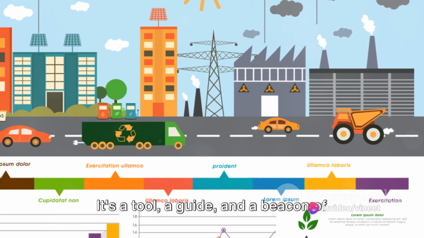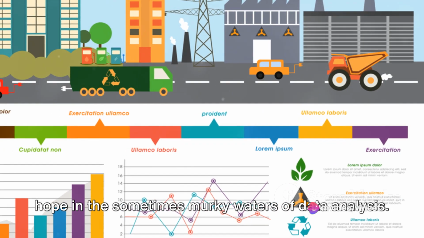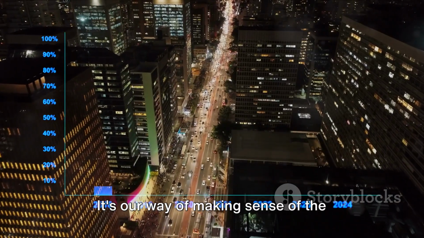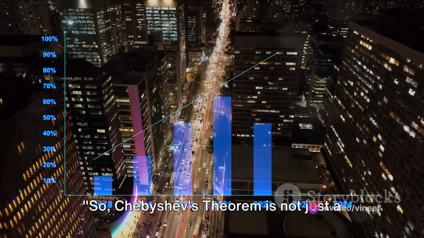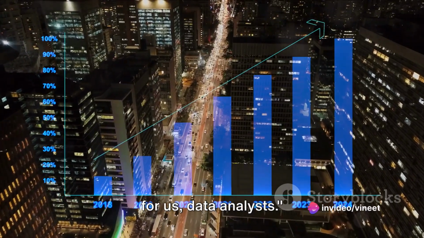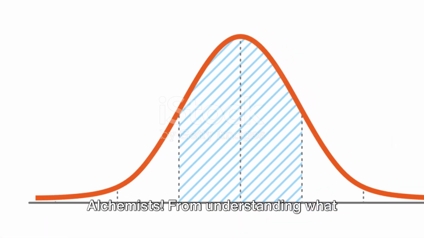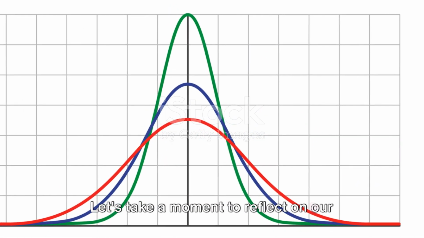In short, Chebyshev's theorem is more than just a theorem. It's a tool, a guide, and a beacon of hope in the sometimes murky waters of data analysis. It's our way of making sense of the nonsensical, of finding order in the chaos. So, Chebyshev's theorem is not just a mathematical concept, but a powerful tool for us data analysts. We have come a long way today, alchemists, from understanding what Chebyshev's theorem is to realizing its importance.